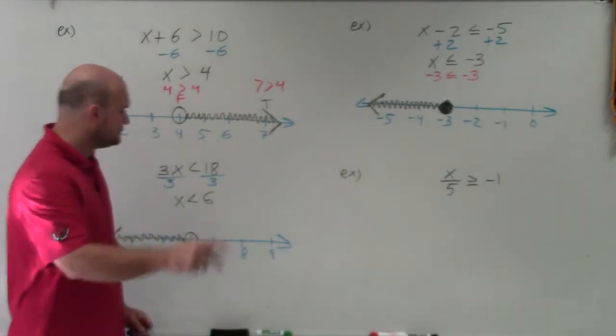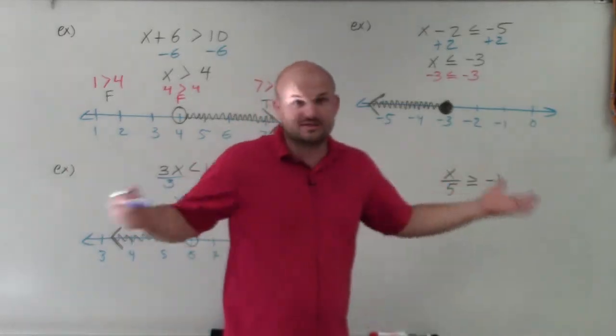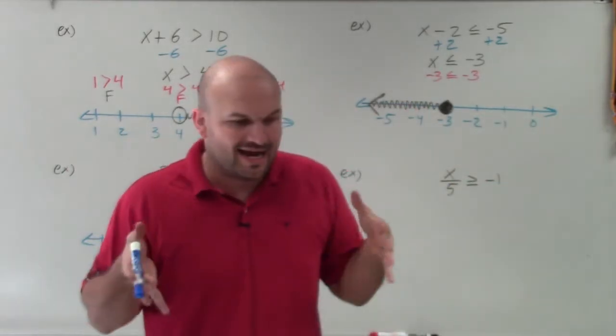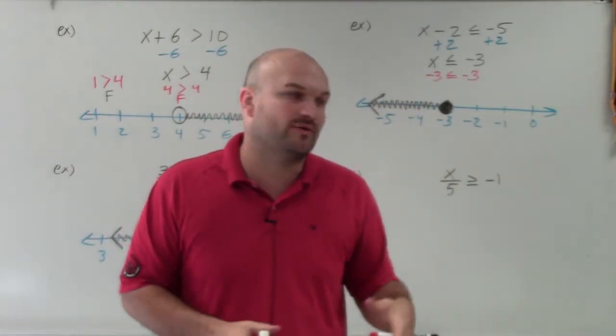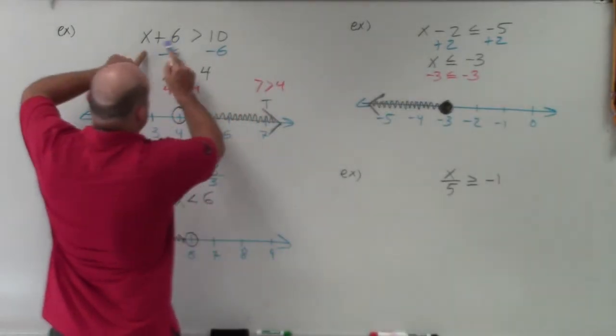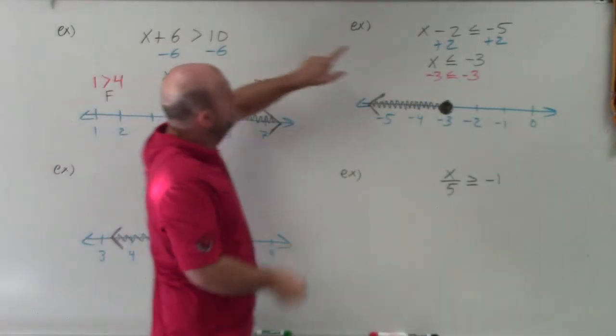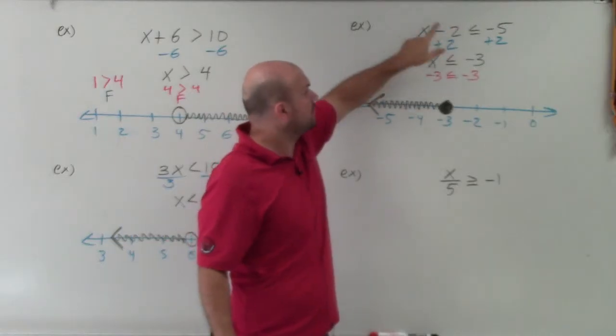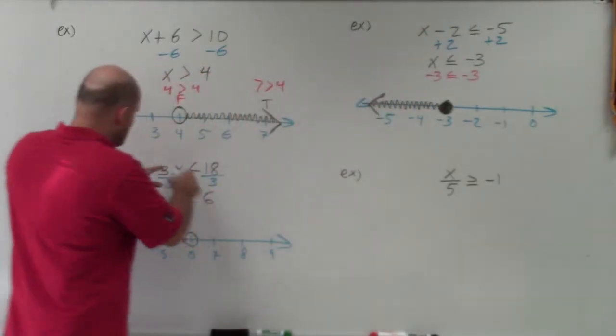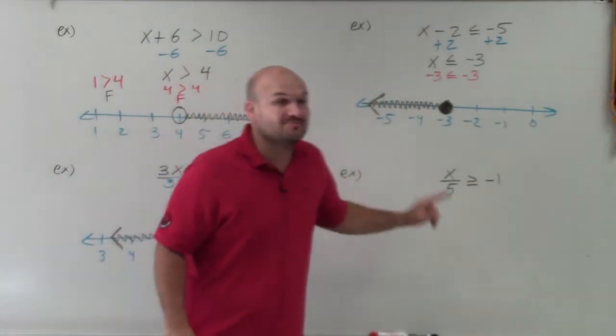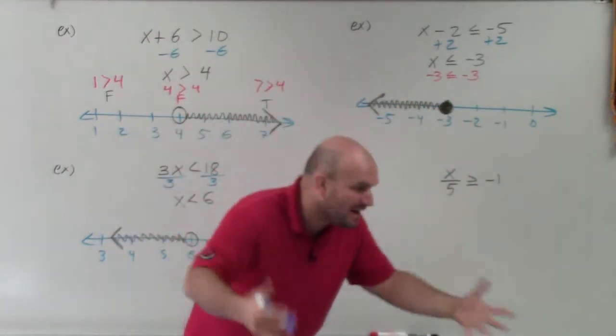All right. Last one. Now, this one is the one that gets students all the time. And I try to keep these problems simple for a reason. If x is being added to 6, you subtract. If x is being subtracted by 2, or being subtracted, you add. If x is being multiplied, you divide. If x is being divided, you have to multiply.